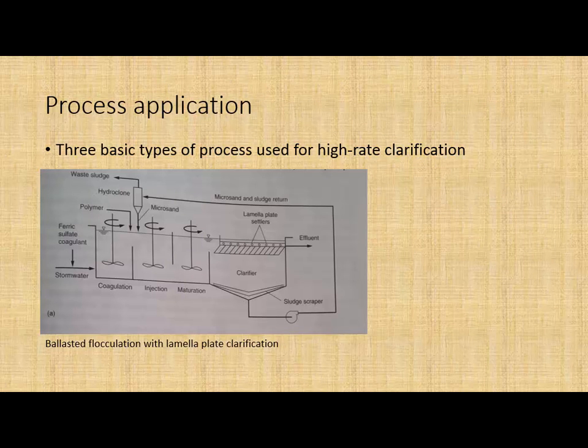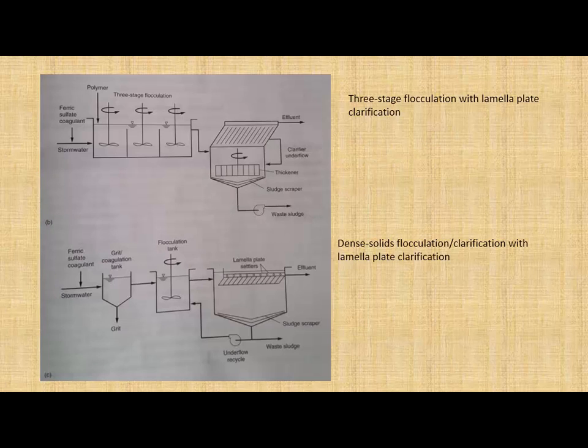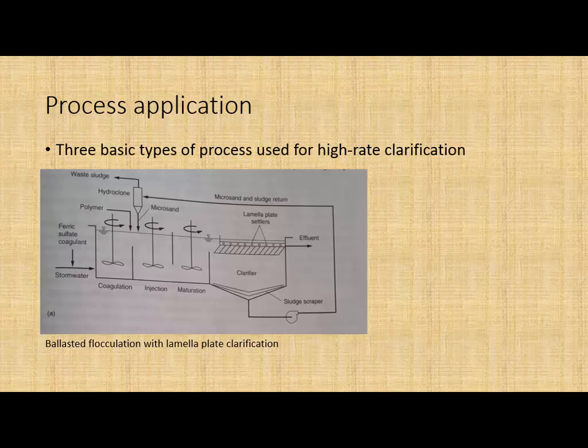This is, like I mentioned, the three basic types of process used for high rate clarification. And as I get from the network, the first one and the second one are used mostly, and for the third one, I didn't get too much information. Let's jump to the first one.